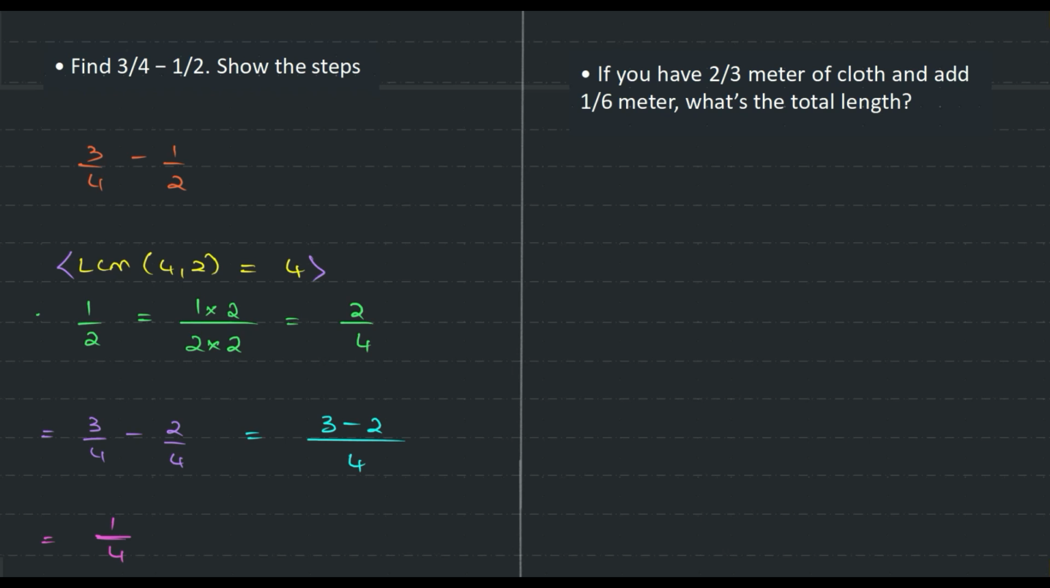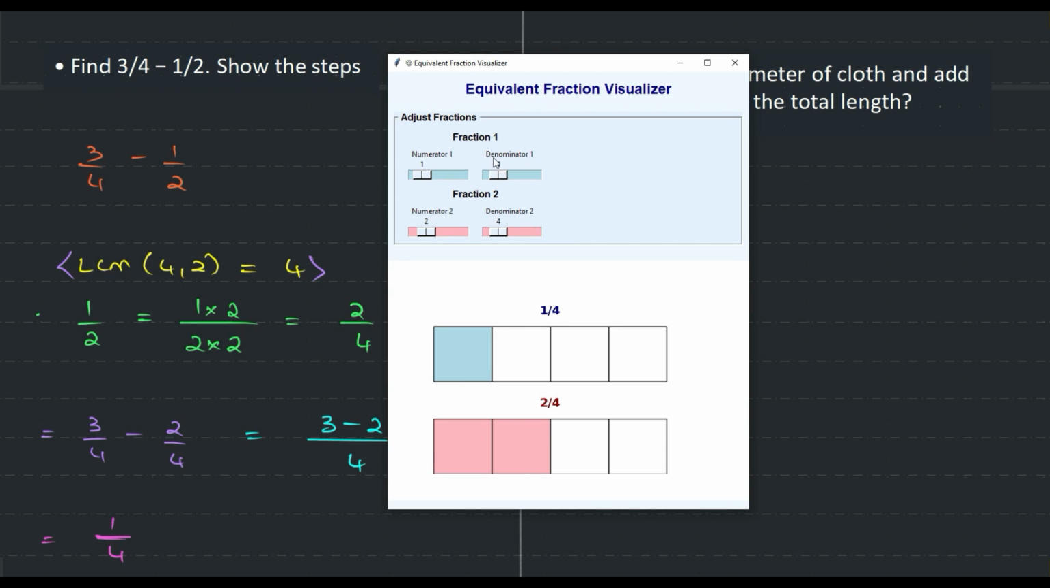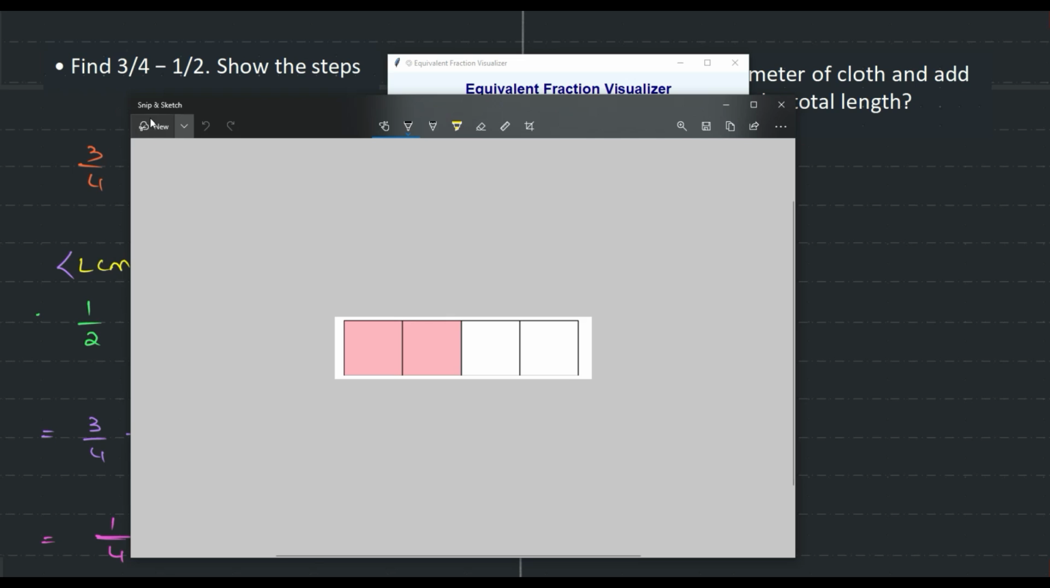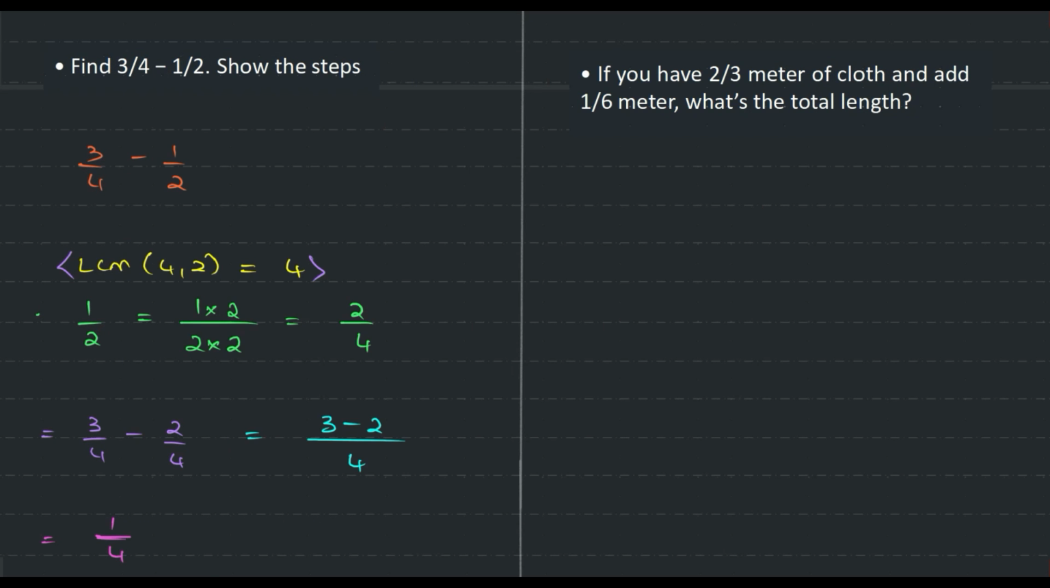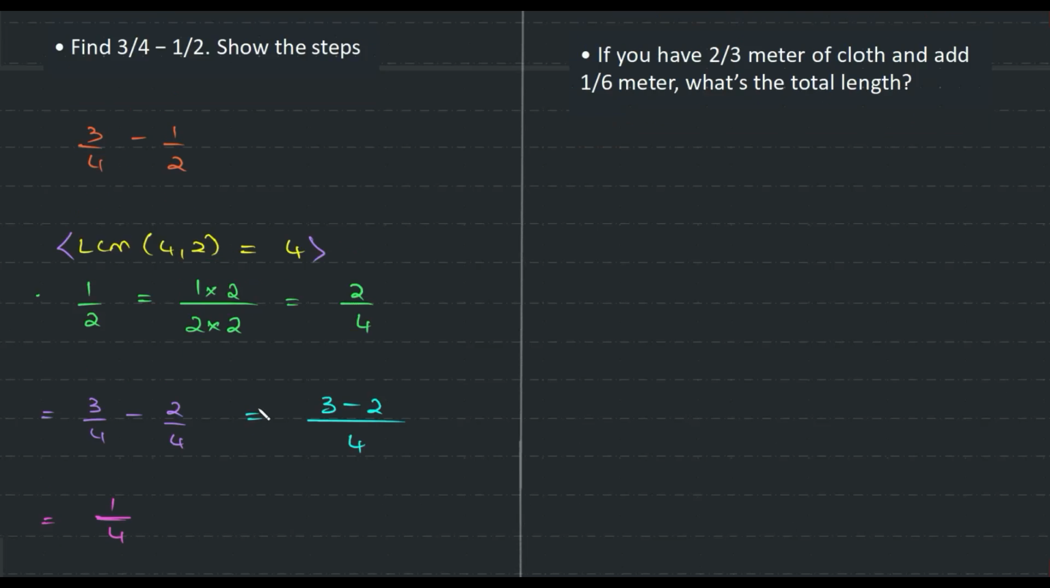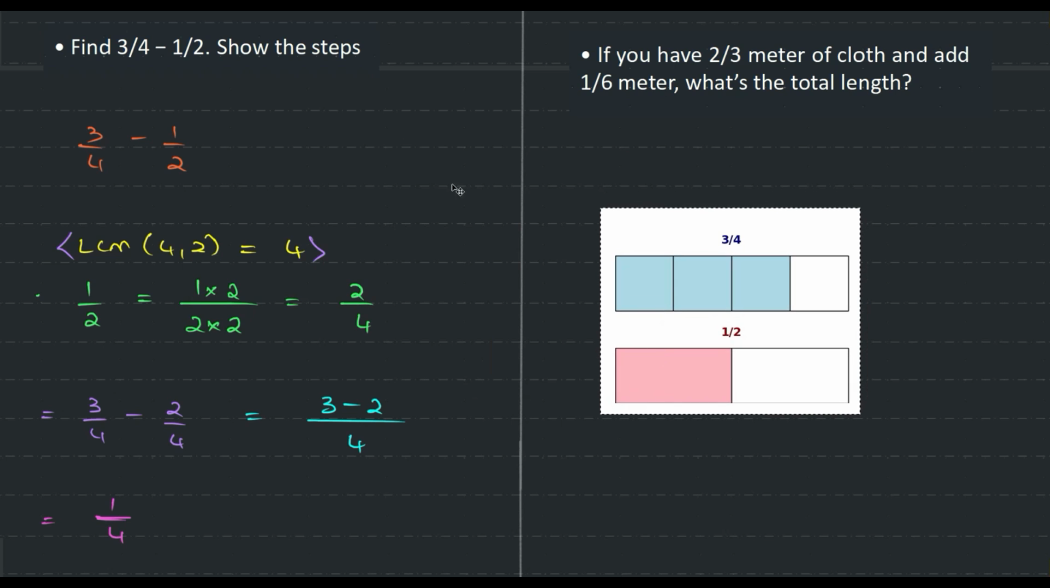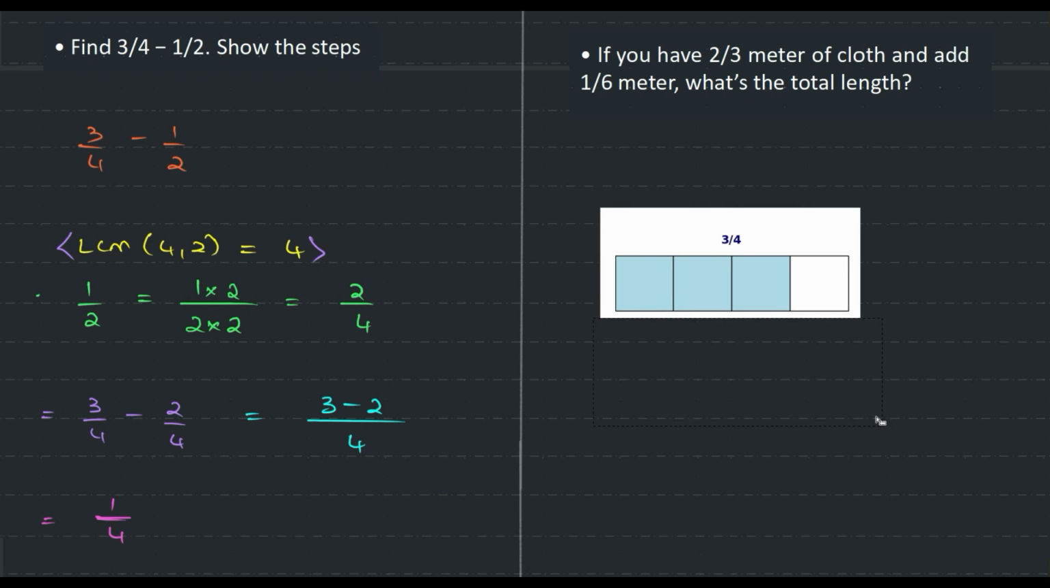Okay, so let me show this. So we have first number is 3 by 4. So let me choose 3 by 4. And the second number is 1 by 2. So this is 1 by 2. So we can clearly see this, right? No, we don't have space. I'll just do it over here. So we have 3 by 4.